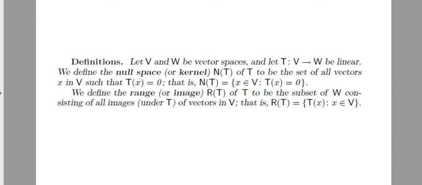Next definition, let V and W be vector spaces and T from V to W be a linear map. Now we define the null space or the kernel, which we denote by N(T), to be the set of all vectors x such that T of x is equal to 0. So N(T) is all x in V such that T of x is equal to 0. And we define the range or image set R(T) of T to be the subset of W consisting of all images under T of vectors in V, that is, range of T is equal to T of x where x belongs to V.